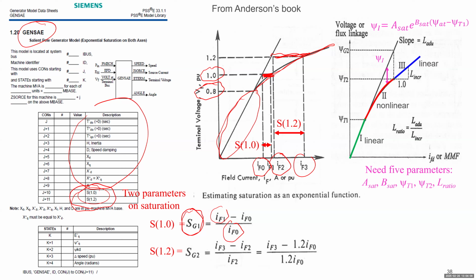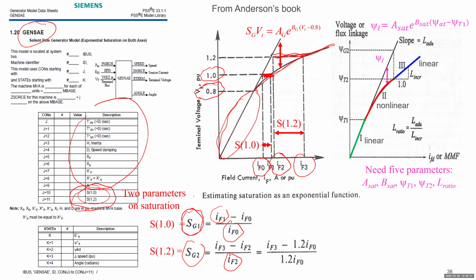The IS1.2 uses the same function, but takes the value at the increased currents IF2 and IF3, normalized by the IF2, so you get the second ratio. Okay, that's how the saturation is defined in this manual.